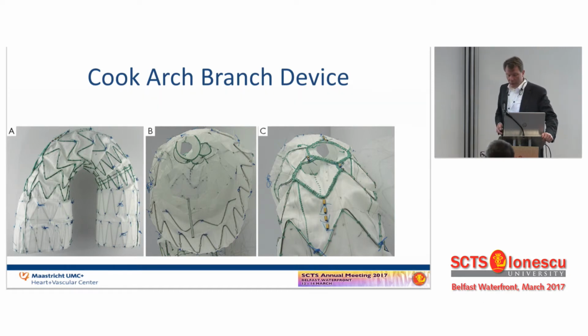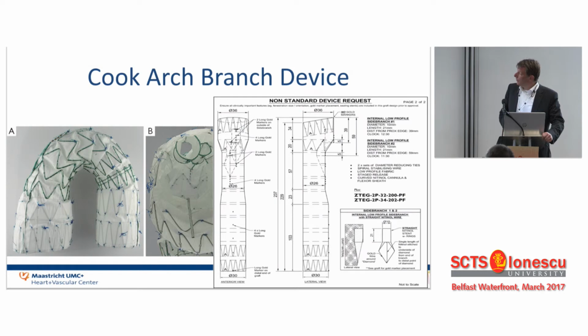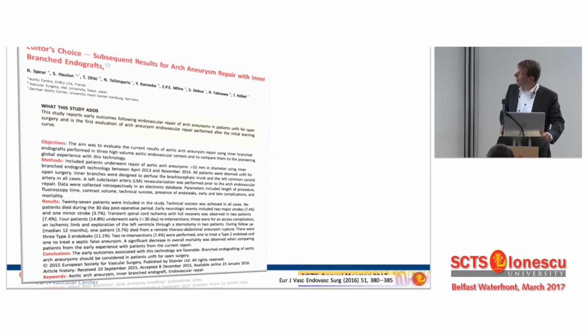I think most worldwide use is the Cook system, and also the only system I have experience with, which is also a system with two branches incorporated, two inner branches which are connected to the arch vessels from above. As you can see on this technical drawing, the stent graft tapers at the level of the branches, giving more room for the branches, so you can easily cannulate them from above.